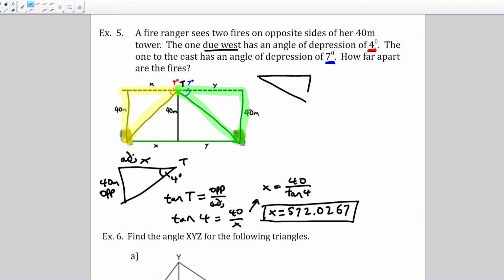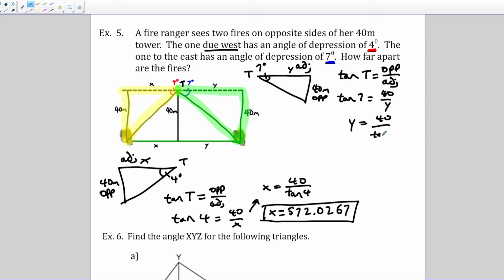Now we're going to work with the triangle on the right, getting my left and right confused today. I've got my 7 degrees up here, let's call this again angle T. My opposite side is the 40 meters, and Y is my adjacent side. So once again we are using the tangent ratio. Tangent of T is equal to opposite over adjacent. Tangent of 7 is equal to 40 over Y, and Y is equal to 40 over the tangent of 7. So Y is equal to 325.7739.